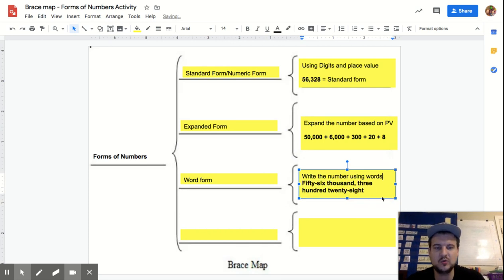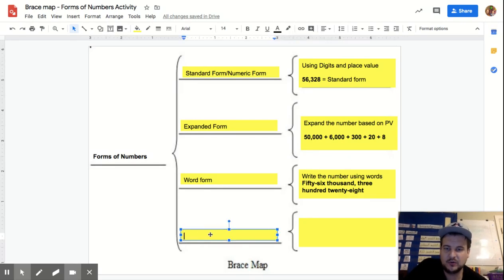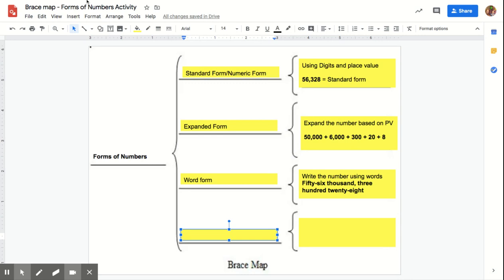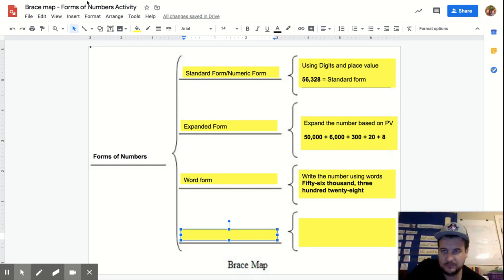All right, there's one more form, and this one is actually not on the Study Island, so you wouldn't have to like freak out over this form. The last form is what we call unit form. Unit form is kind of like a combo. It's where you name the place, like the period, but you use numbers for each one. So it's like you took all 3 and you made a combination of those.